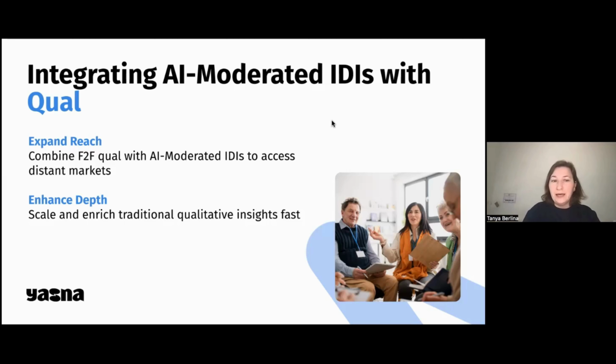Or you can enhance some depth, and you can also scale and enrich the results that you get from, for example, focus groups. Because sometimes it happens that we do have some hypotheses, but we understand that we did not have enough scale. We need to understand how popular this or that trend is, how relevant this or that hypothesis is. So you can do it after qual as well.